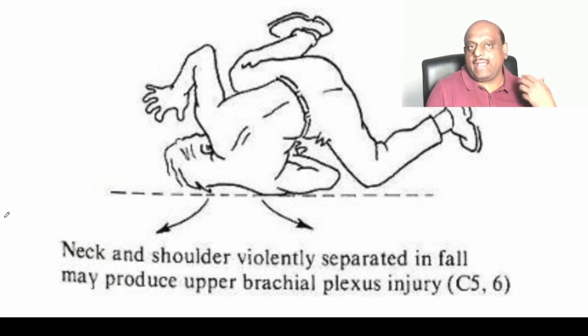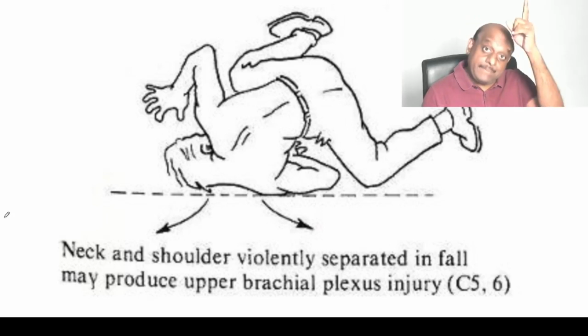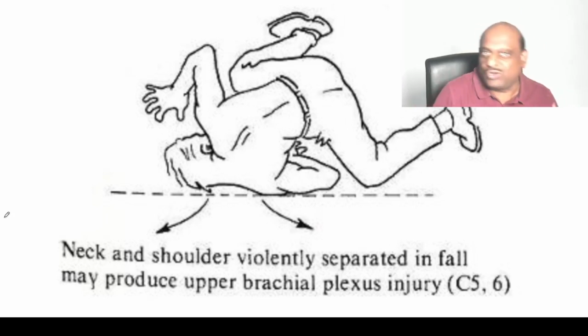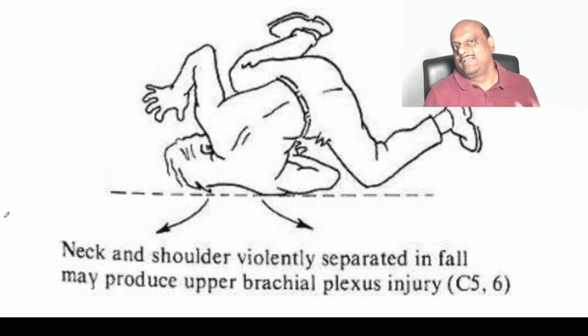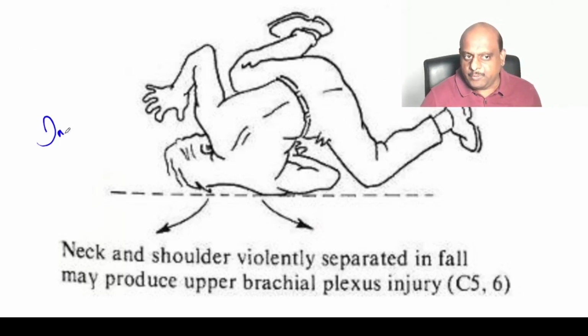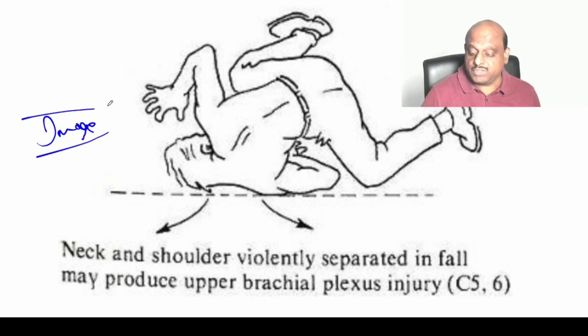So whenever the neck and shoulder are violently separated in a fall, you should remember it is the upper brachial plexus. When a football player is falling down, there is an overextension, and that leads to upper brachial plexus injury. This is going to be a very important image-based MCQ in tomorrow's NEET PG exam.